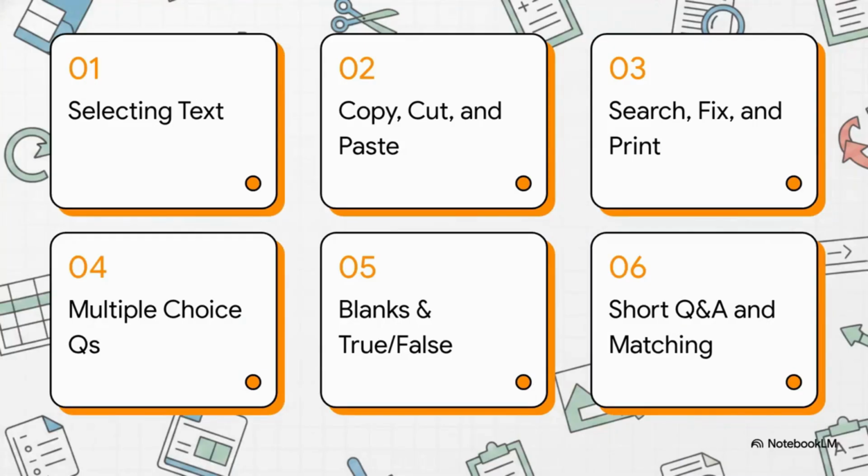Here's our quick roadmap for today. We'll start with the golden rule of selecting text, move on to copy, cut, and paste, and then hit search, fix, and print. After that, we dive right into the practice zone with some multiple choice, fill in the blanks, true or false, and finish up with some short Q&A and matching.